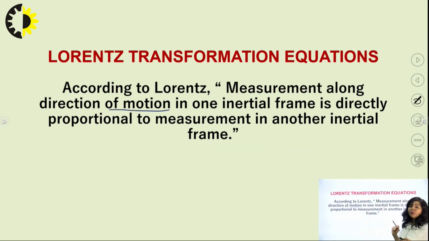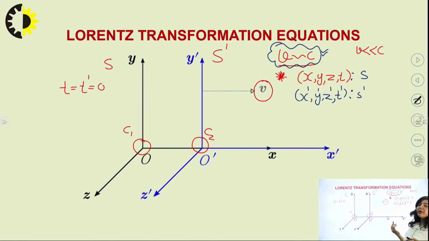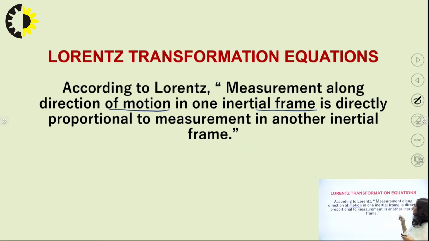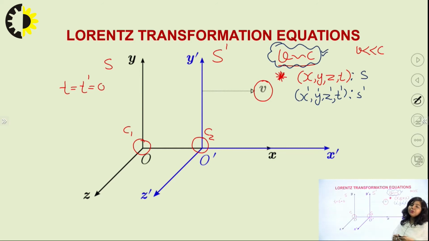So what is the direction of motion? Direction of motion is the x-axis. So measurement along direction of motion in one inertial frame, you can take S or you can take S dash. When I say direction of motion, it is very clear that we are referring to the x-axis here. So measurement along direction of motion in one inertial frame is directly proportional to measurement in another inertial frame. It means when we talk about the measurement along direction of motion, we are referring to x or x dash.